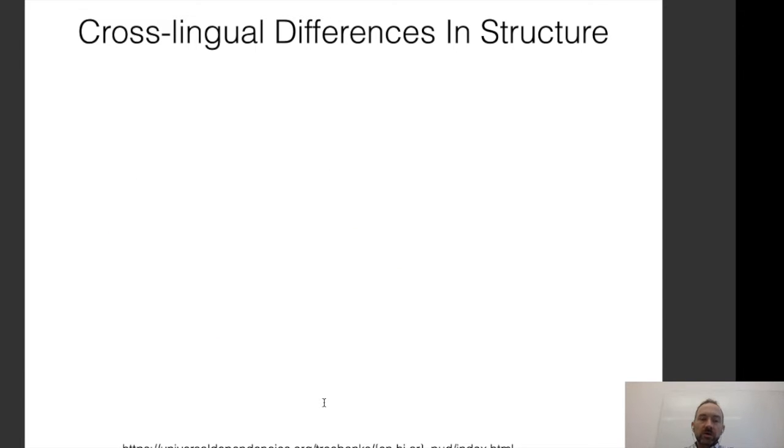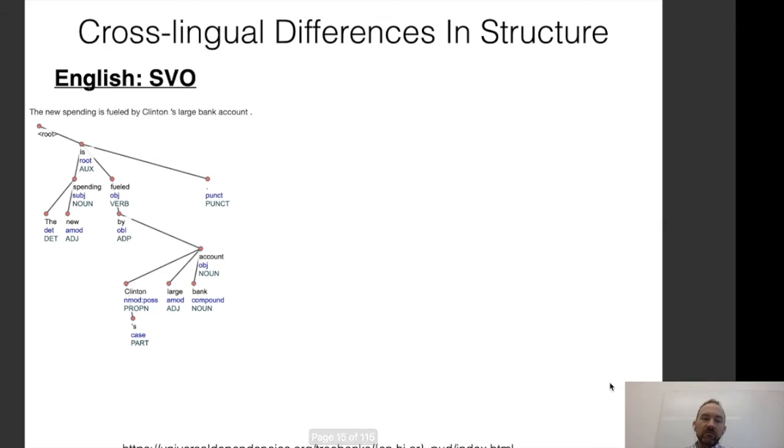So one interesting thing that you can get from dependencies kind of immediately is that there are cross-lingual differences in the structure of sentences. And there's a treebank called the Parallel UD treebank, and I put some example links at the bottom of the slide here if you want to take a look. But we have an example from English, the sentence, "The new spending is fueled by Clinton's large bank account."